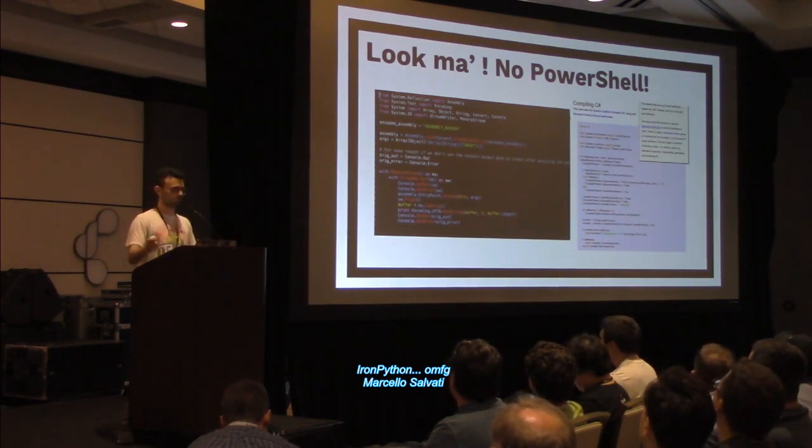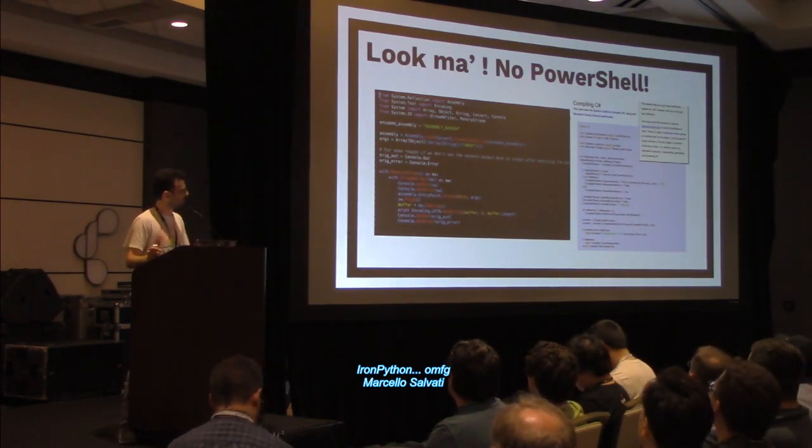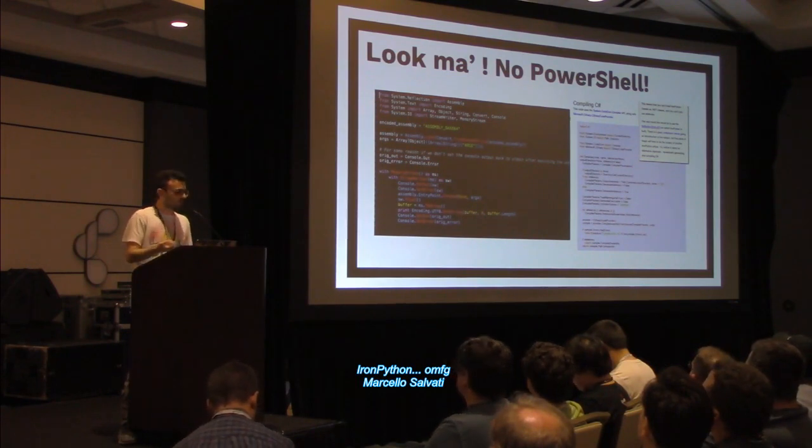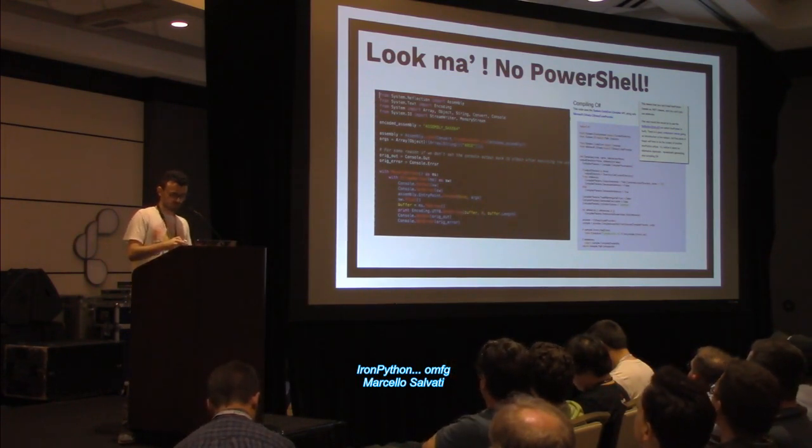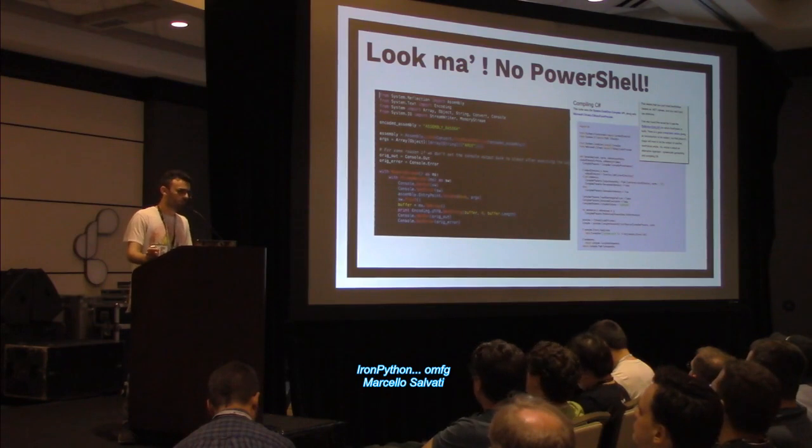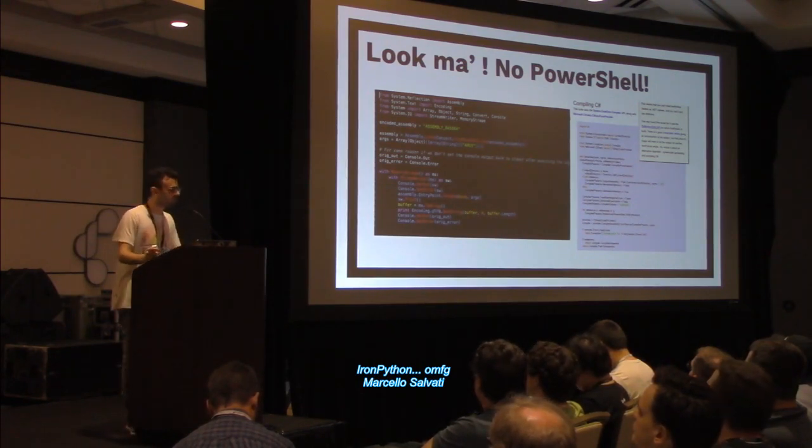So if you just want to write your own C# assemblies, you can just push them down, and it'll execute completely in memory. You can also compile C# directly in IronPython via CodeDOM.